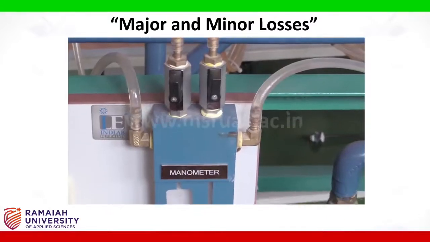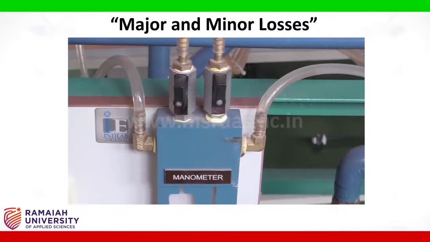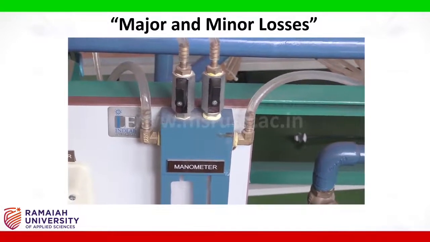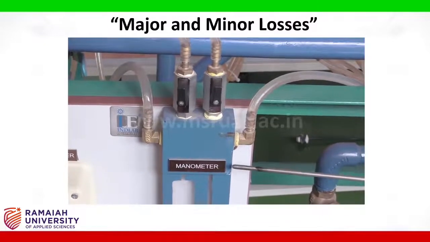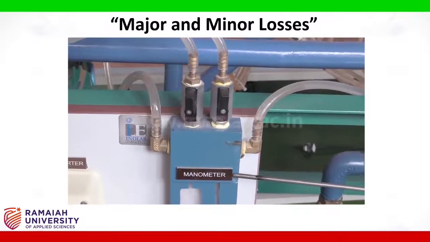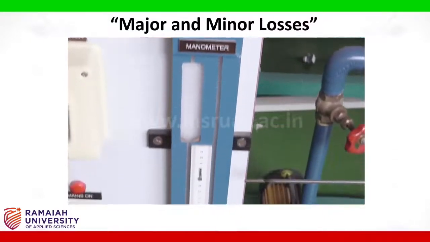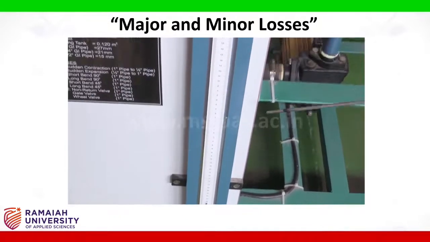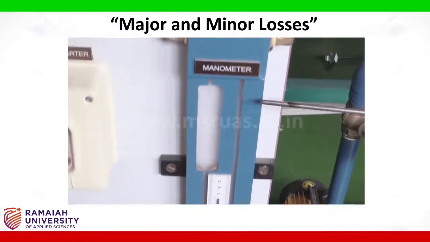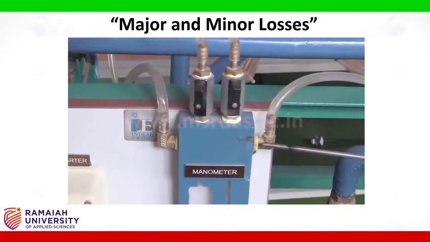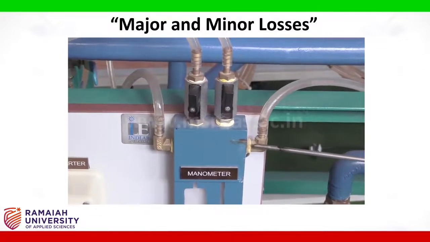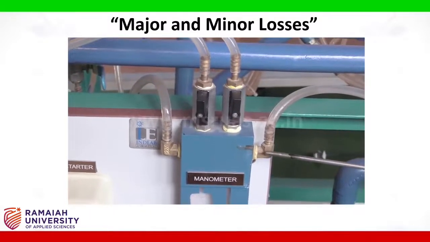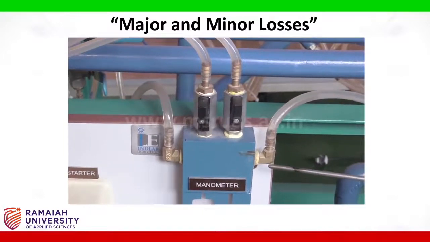To calculate the head loss across the pipe, we need to calculate the pressure drop across the pipe. The pressure drop can be calculated using a manometer. This manometer is a differential U-tube manometer, for which the limbs of the manometer are connected to one before the pipe fitting and one after the pipe fitting for the minor loss, and for the major loss it is connected across the length of the pipe.